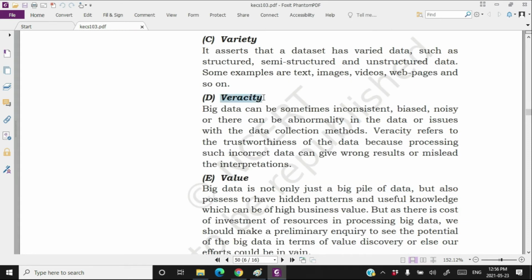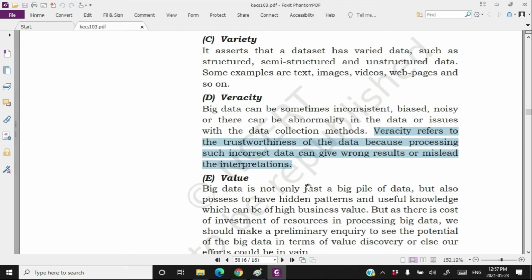What is the truth about big data? The truth is, big data can sometimes be inconsistent, biased, noisy, or there can be abnormality in the data or issues with the data collection methods. Veracity refers to the trustworthiness of data because processing such incorrect data can give wrong results or mislead the interpretations. Big data is actually produced by normal human beings, so you cannot always believe such data. So you need a tool to verify the trustworthiness of the data.